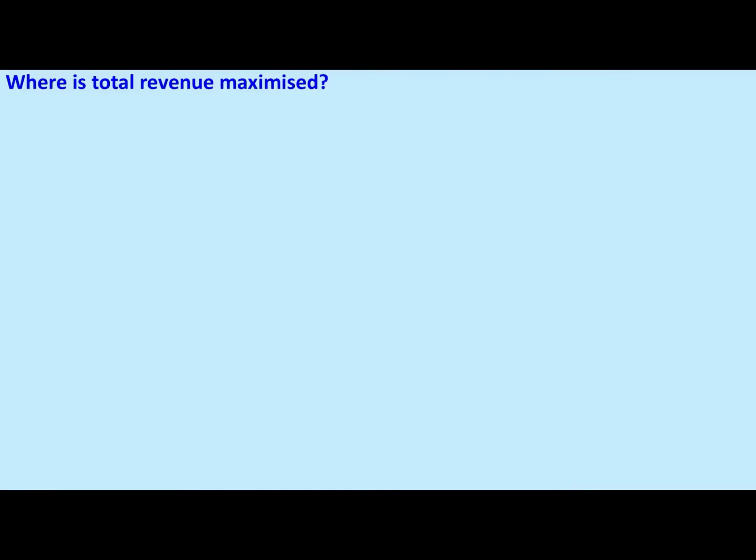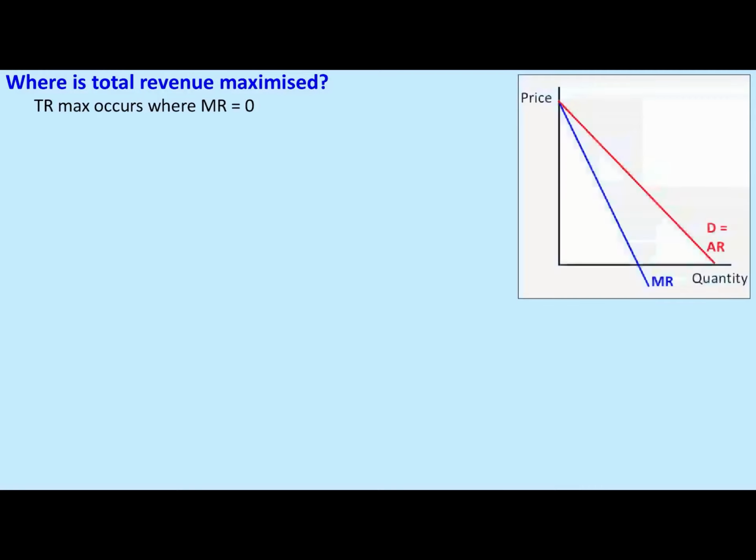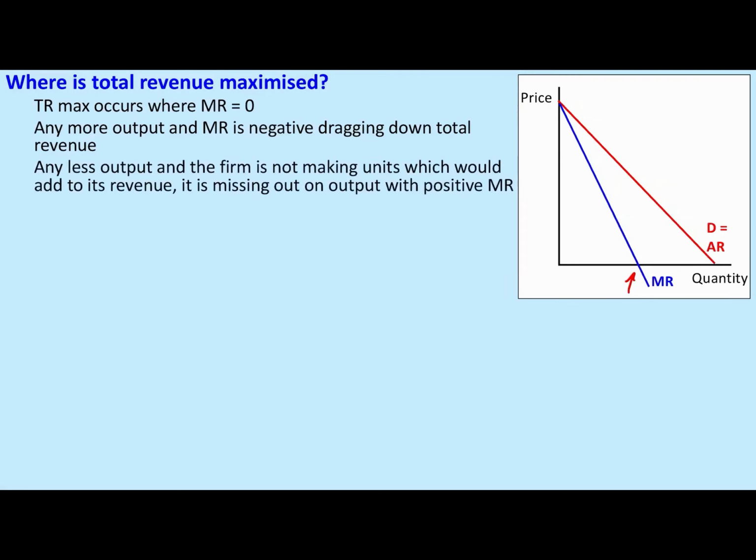Where is total revenue maximised? Total revenue max occurs where marginal revenue is equal to zero. This is this point here, where the MR curve intersects the quantity axis. Any more output and MR becomes negative, dragging down our total revenue. Any less output, the firm is not making units which would add to its revenue. It is missing out on output with positive marginal revenue.